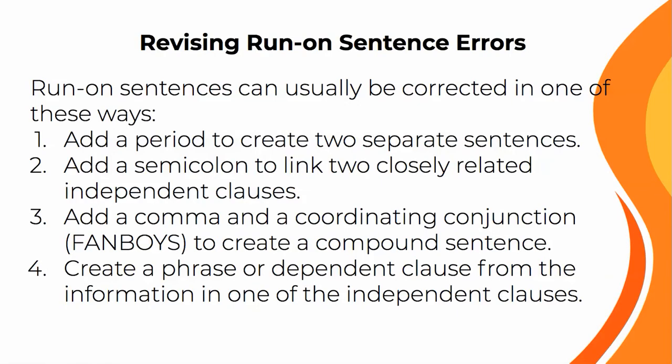So there are a few ways that we can revise a run-on sentence. The first is to figure out where you've got the two sentences, where they break, and just put a period there. Maybe you want to show a closer relationship, which is why you would put a semicolon in. You could add a comma and a coordinating conjunction, otherwise known as fanboys, to create a compound sentence. And finally, you could create a phrase or dependent clause from the information in one of the independent clauses.